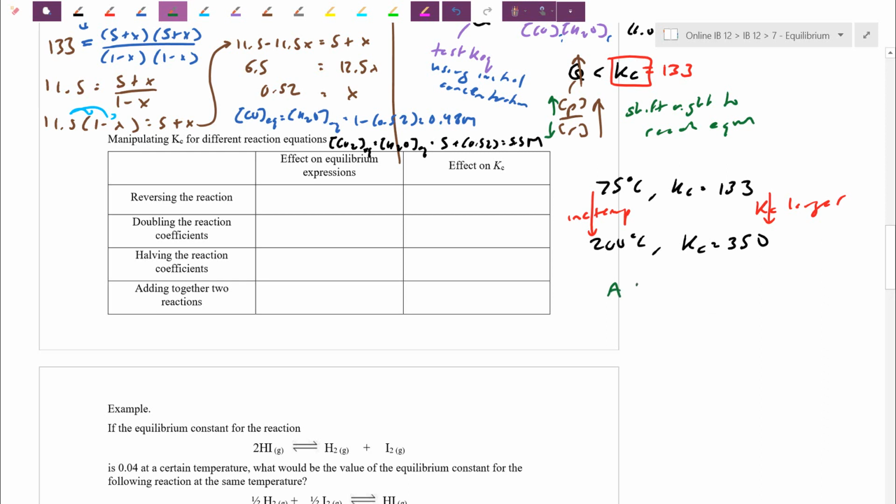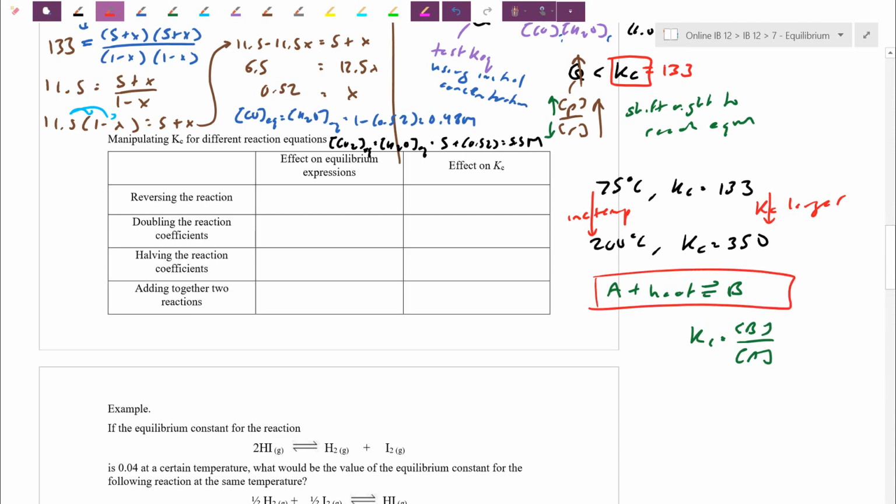So let's guess. Maybe it's endo. Would this work? Let's try. Kc is going to be B over A. If I increase temperature, the entire system, the whole box, heats up. As I heat up the system, equilibrium doesn't like that stress. It shifts away. I'm going to produce more B and less A. More B and less A would overall increase the fraction. Perfect. If I increase the temperature, for an endothermic reaction that ends up doing this.